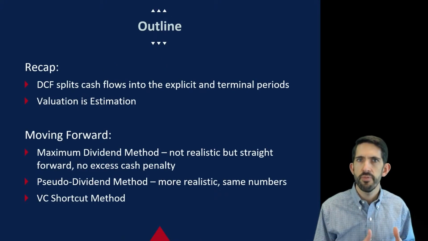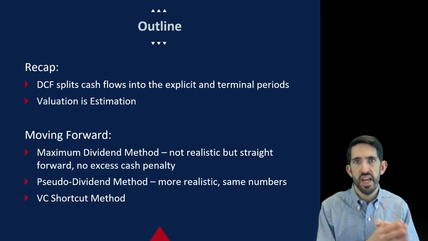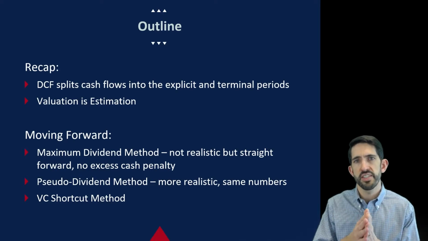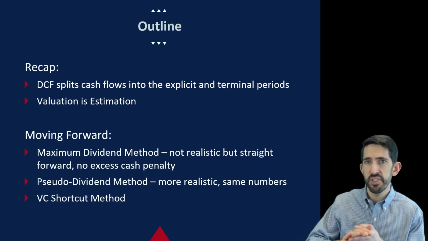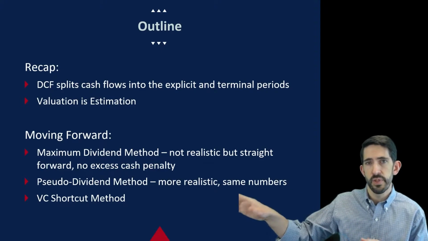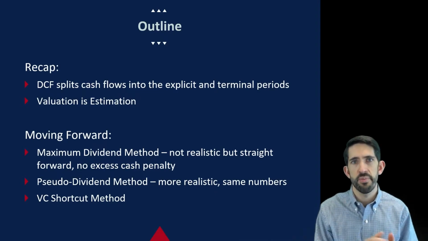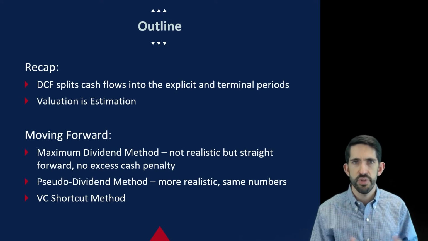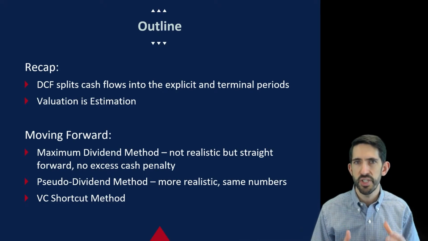So as a recap from last time, if you recall, the important thing was that the discounted cash flow analysis splits cash flows into the explicit period and the terminal period. And we forecast the terminal period, taking care of cash flows from the end of the explicit period on forever. We discounted those back to a terminal value, a reversion value, took that back to time zero present value, and then we could value the entire company, security, etc.